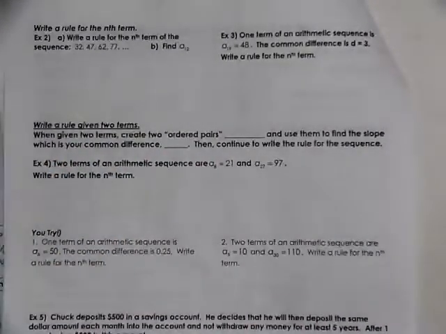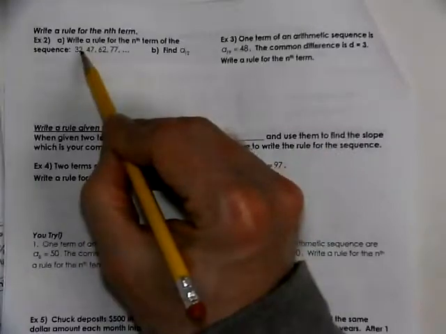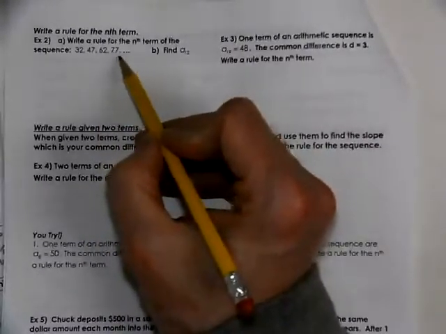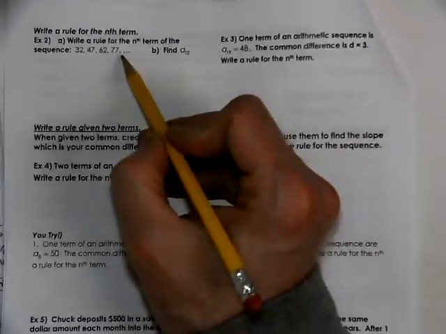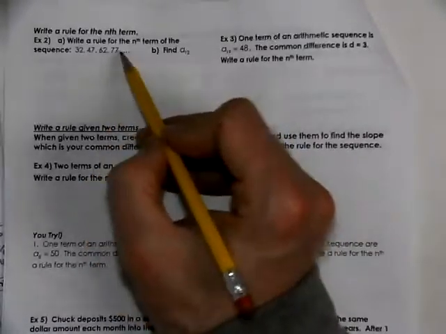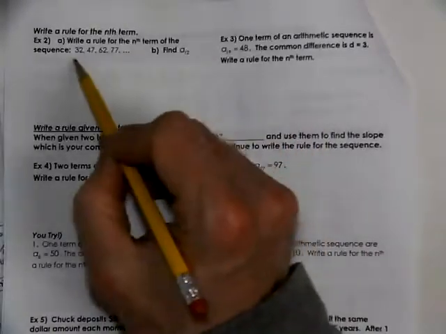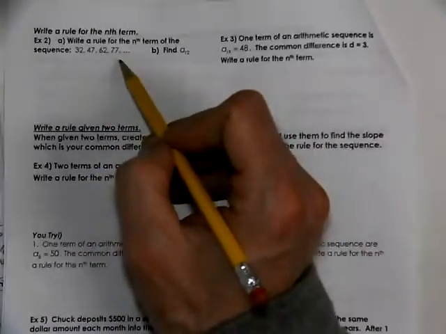Here we're going to write a rule. Here's a sequence. Notice how it ends with ... That means it goes on forever in this pattern, and it can continue. We want to know what the 12th term of this pattern would be.